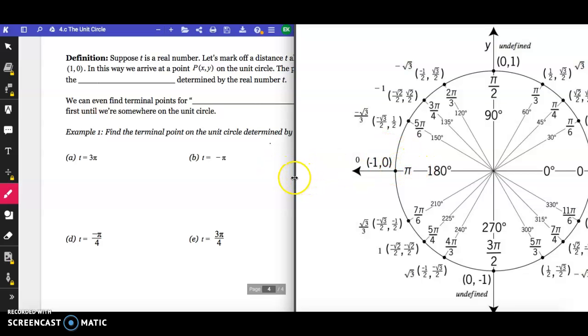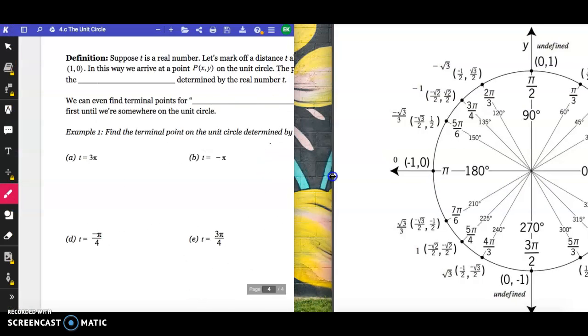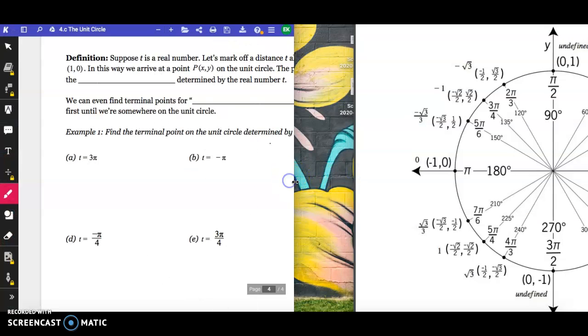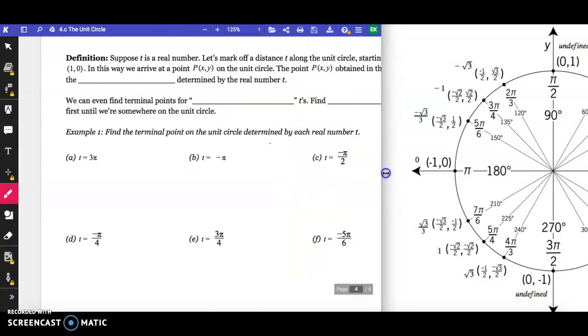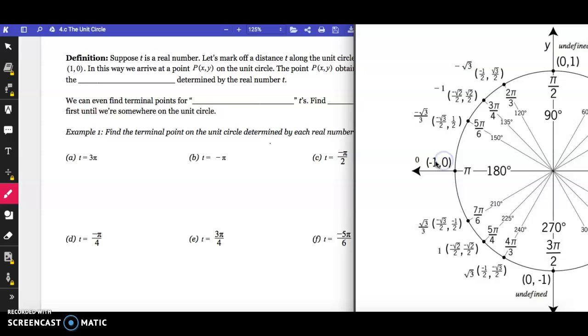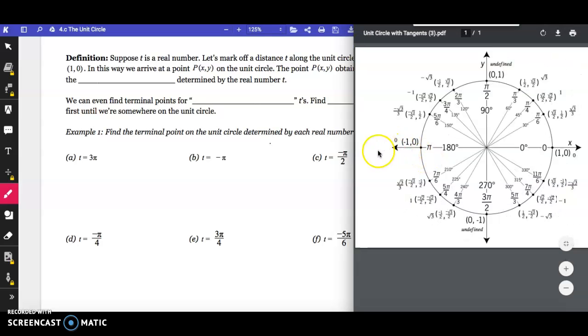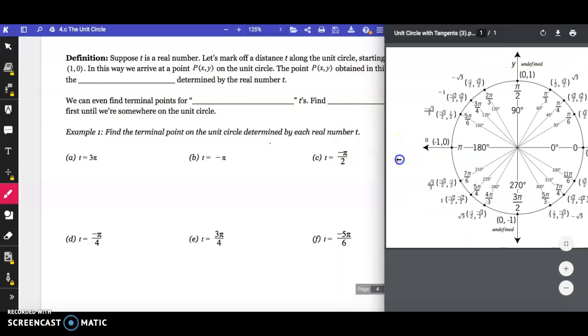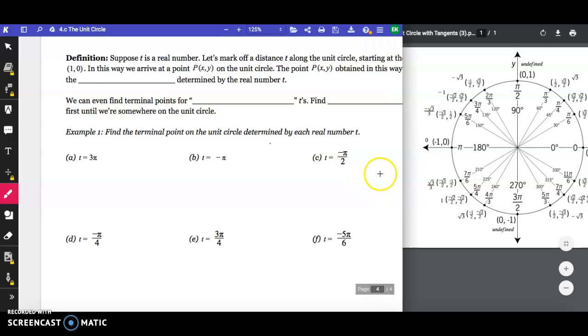I just have to shrink this a little bit. Expand this so that way we can work with it at the same time.